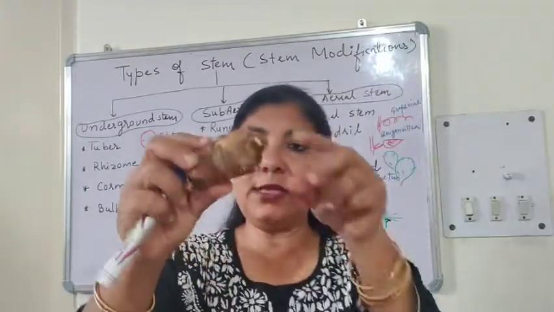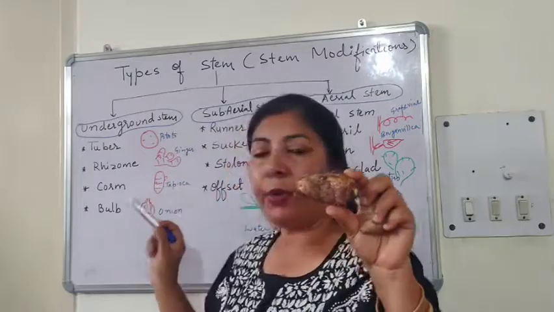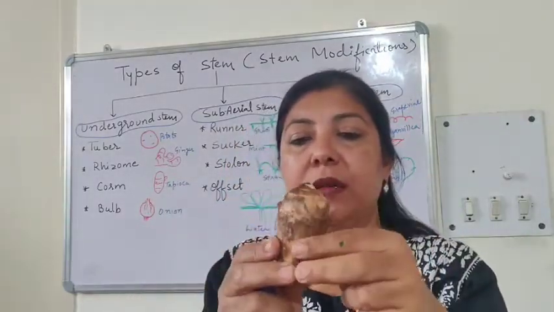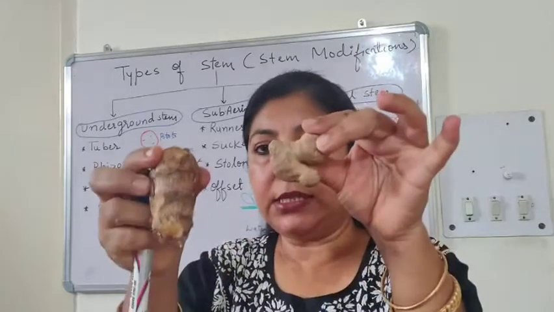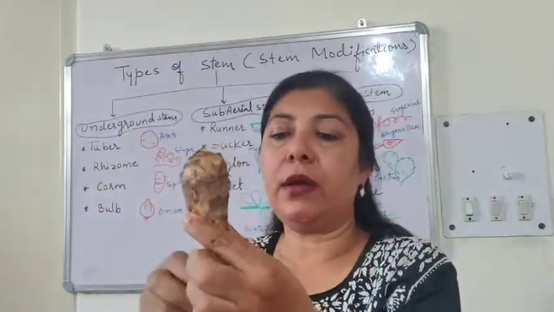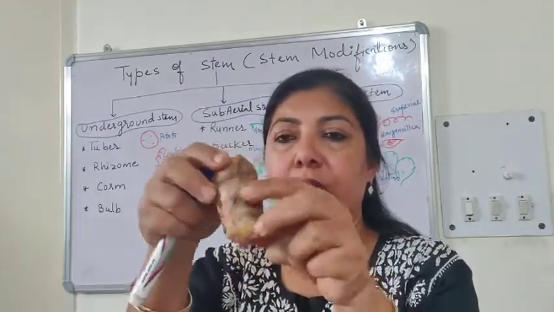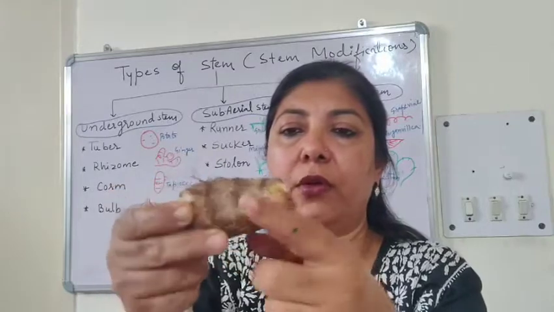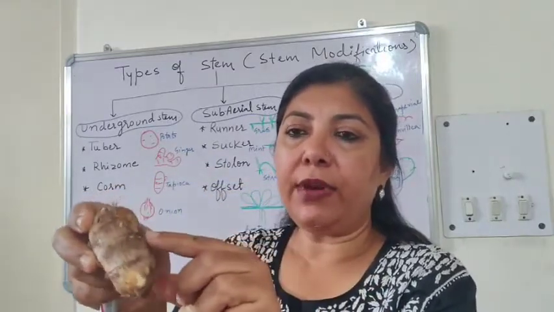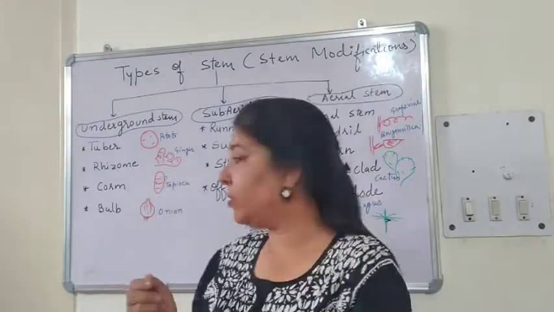Then third is corm: tapioca, arvi. This is similar to ginger, but it grows vertically downward. Ginger grows horizontally; this grows vertically. It also has got nodes and internodes. It also has got scaly leaves and adventitious buds. So this is also a stem modification.